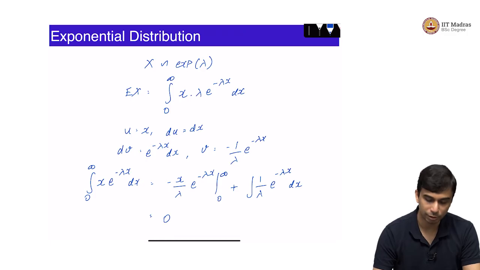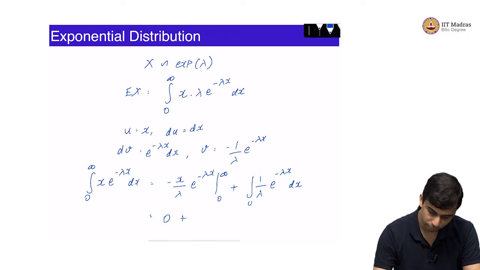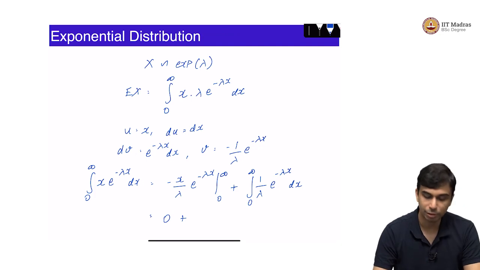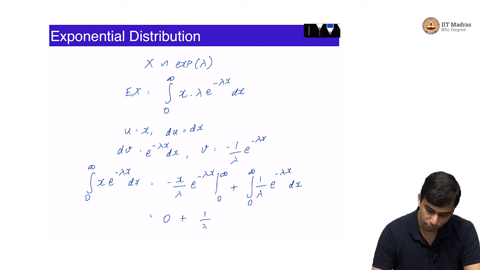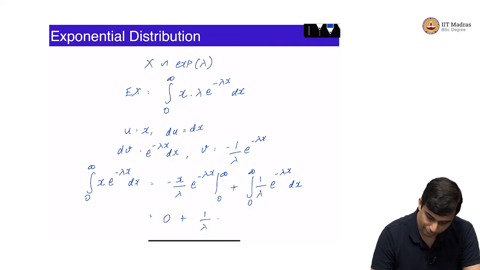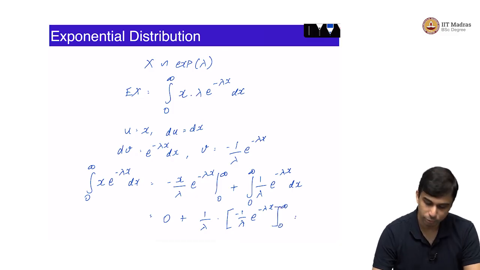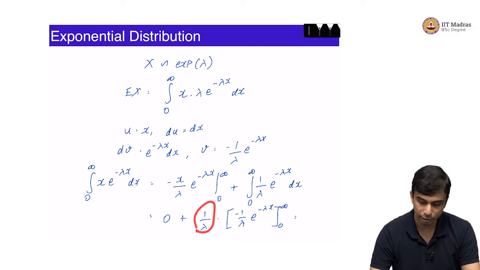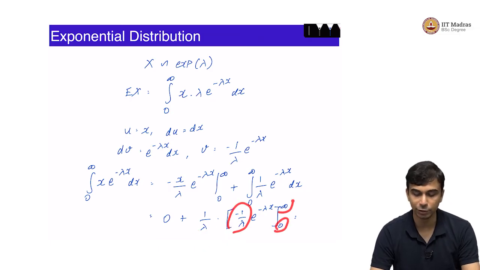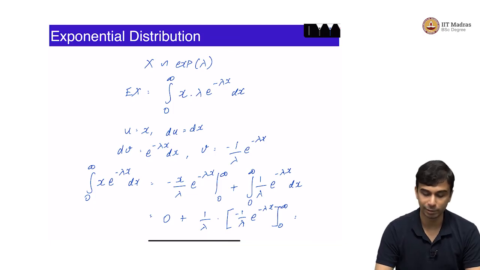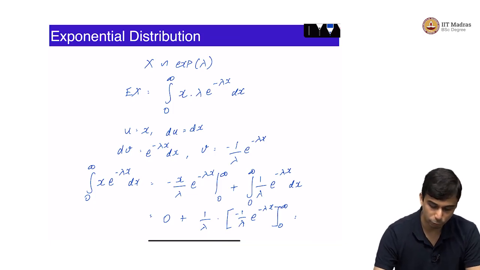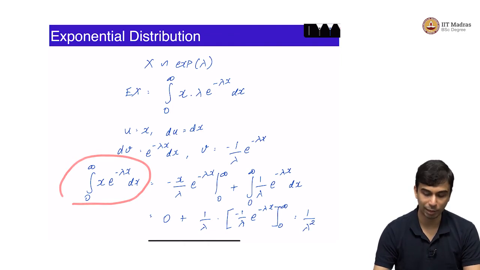What about the second term here, that is plus 1 by lambda e power minus lambda x, which is going to be equal to minus 1 by lambda squared e power minus lambda x within the range of 0 to infinity, which is equal to 1 by lambda squared. So what we have is integral 0 to infinity x e power minus lambda x is equal to 1 by lambda squared.